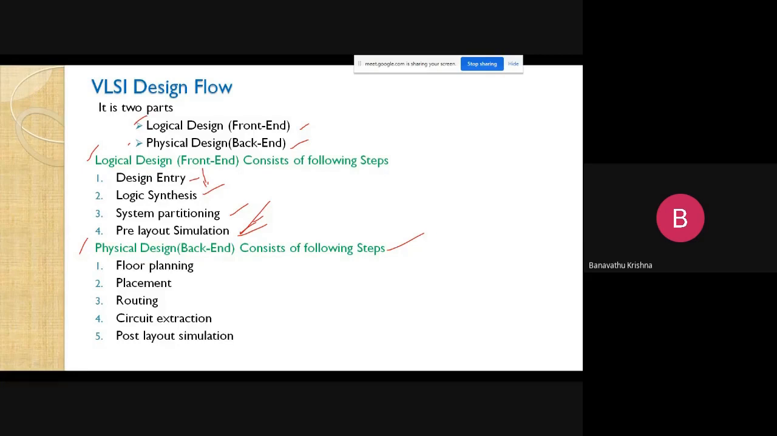That is the physical design, which is called the back end. It consists of the following steps: floor planning, placement, routing, circuit extraction, and post layout simulation. Before sending it to the market, it is simulated to check if it is okay or not. If it is okay, then send it to the market. If it is not okay, then again you have to verify all the floor planning, placement, and routing connections.